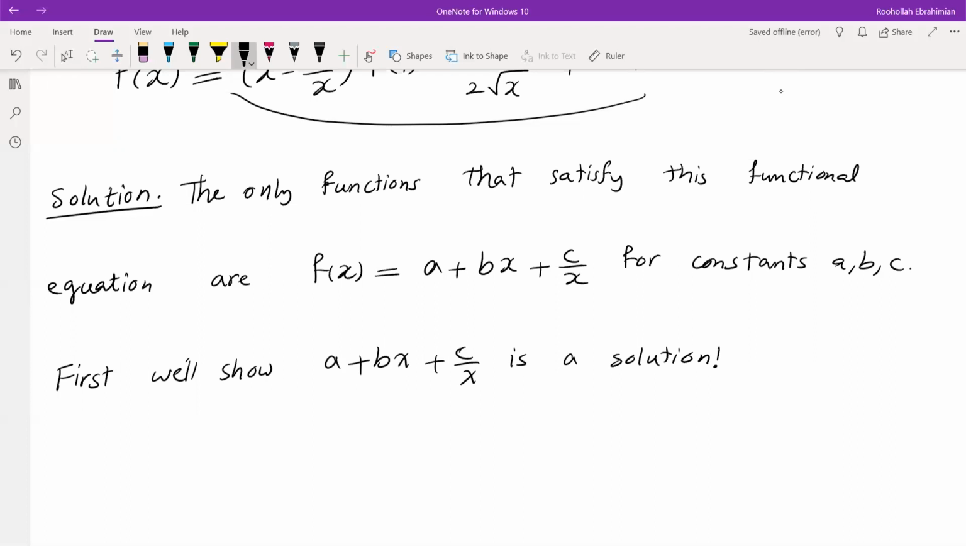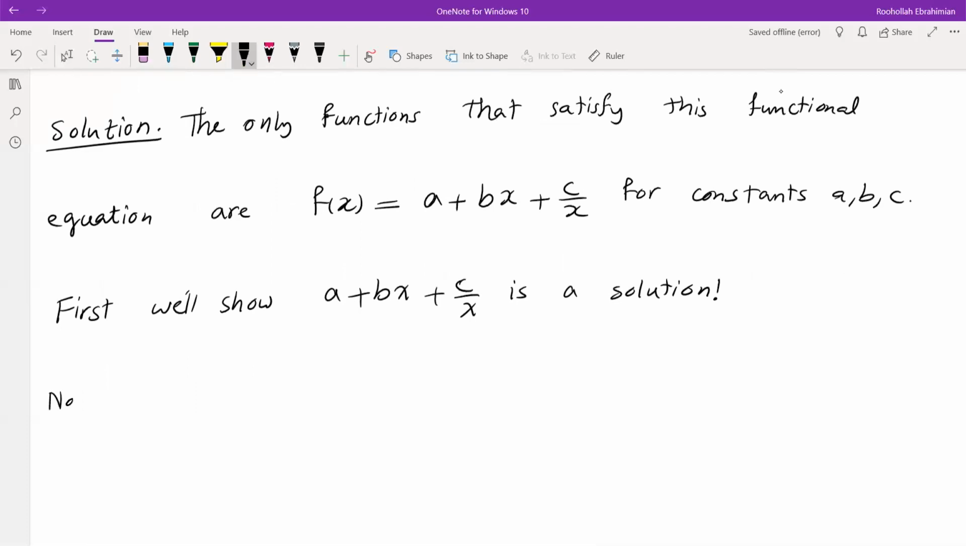I won't go over the details of how that can be done, but you simply take that, plug it into the functional equation that they gave us, which in this case is also kind of a differential equation, and then you just show that they are equal. That's the first step.